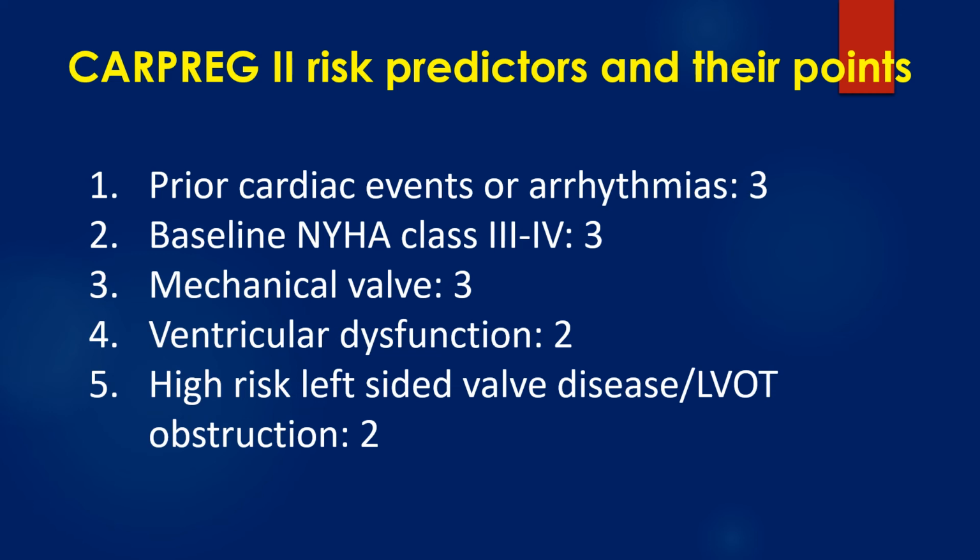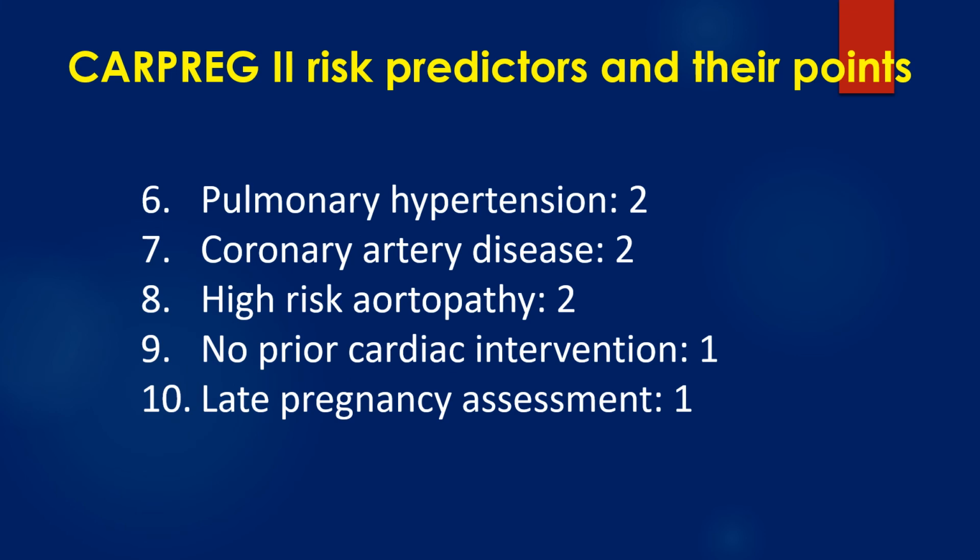1. Prior cardiac events or arrhythmias, 3 points. 2. Baseline mWHO class 3 or 4, 3 points. 3. Mechanical heart valve, 3 points. 4. Ventricular dysfunction, 2 points. 5. High risk left-sided valve disease or LVOT obstruction, 2 points. 6. Pulmonary hypertension, 2 points. 7. Coronary artery disease, 2 points. 8. High risk aortopathy, 2 points. 9. No prior cardiac intervention, 1 point. 10. Late pregnancy assessment, 1 point.